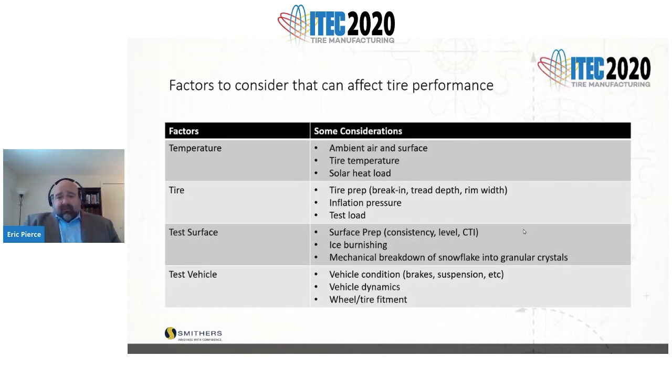The test surface itself: surface prep, the consistency, how level is the surface, CTI, which we'll get into a little later. If it's an ice surface, if it's burnished, as well as the mechanical breakdown of snow into ice crystals. A number of factors can occur there. Test vehicle itself: vehicle condition, the brakes, the suspension, the dynamics, how is the suspension actually being affected, fuel and tire fitment as well.